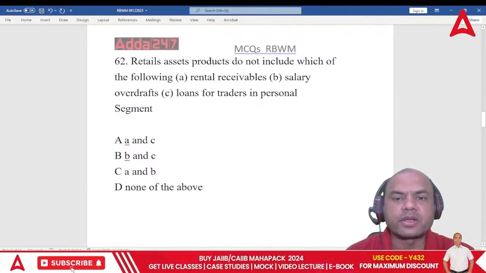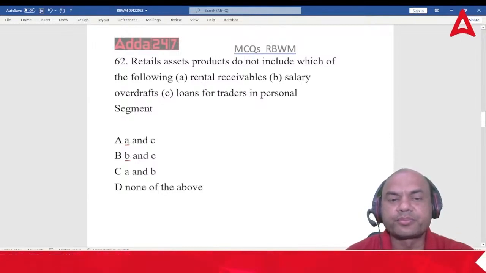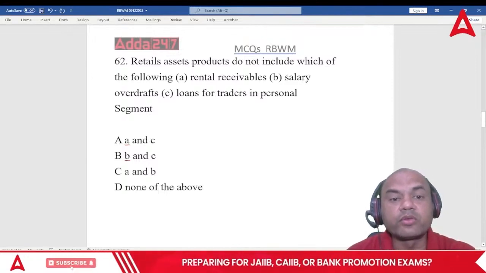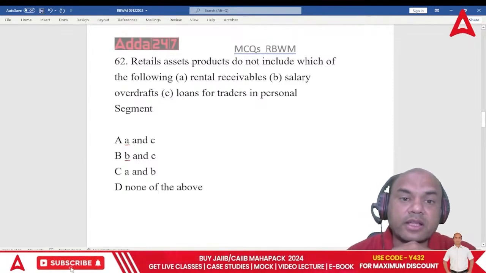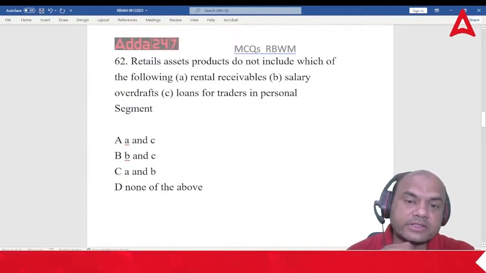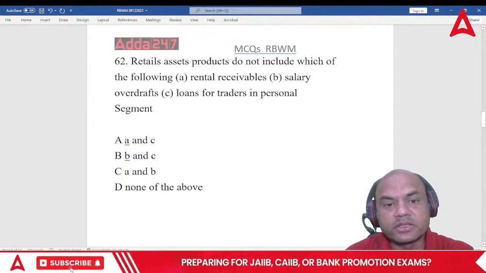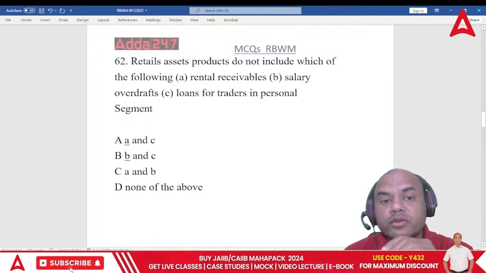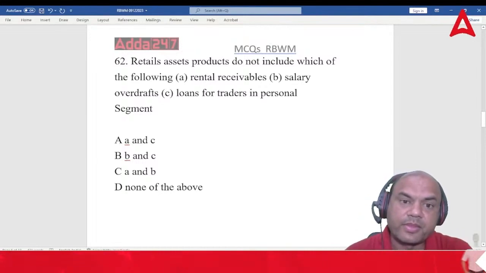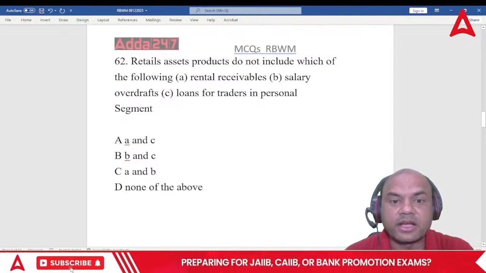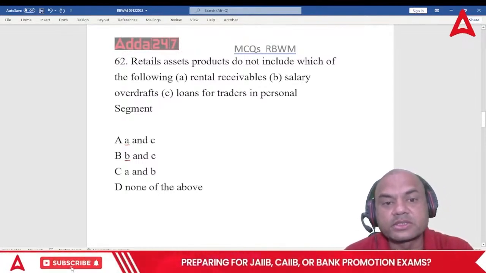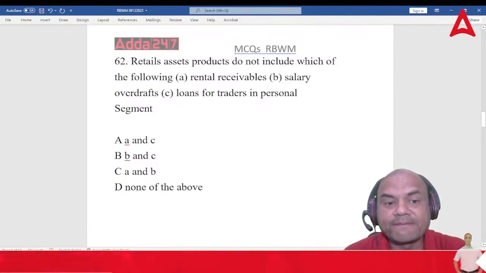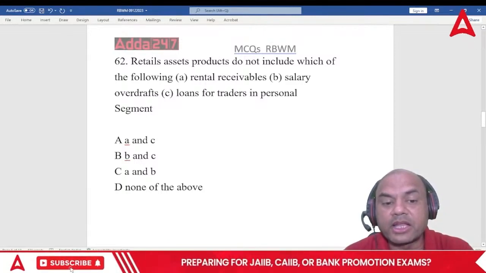The retail asset products do not include which of the following? Now, this is the tricky one. Think over it. Rent receivables, salary ODs, loans for traders in personal segment. ANC, BNC, ANB, none of the above.